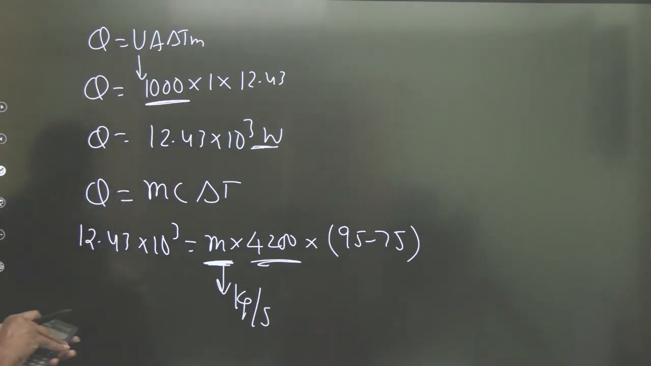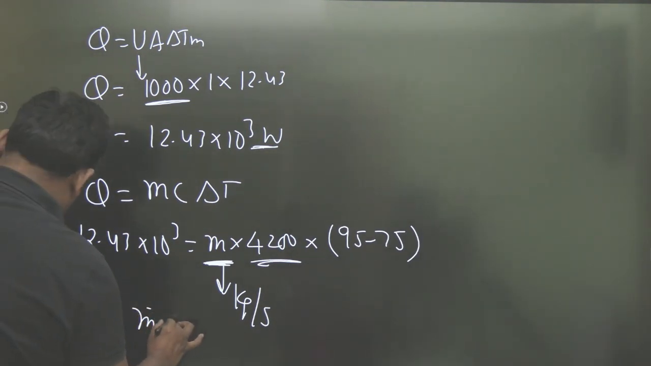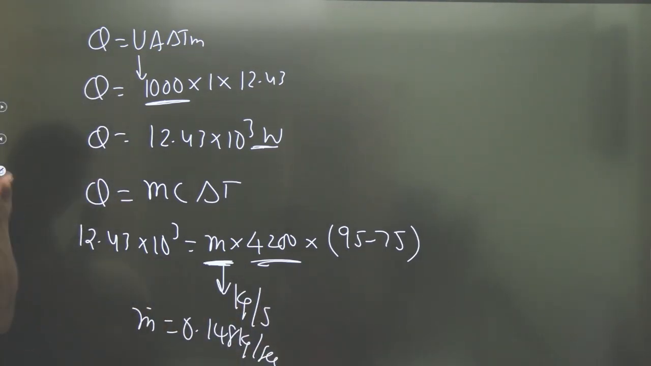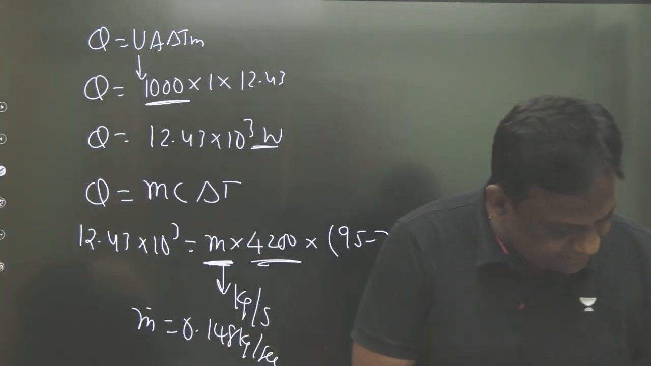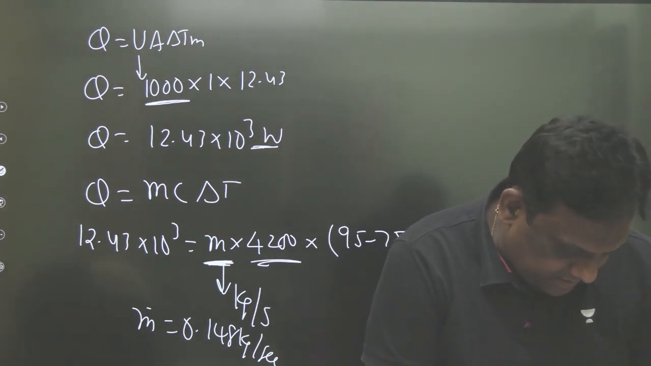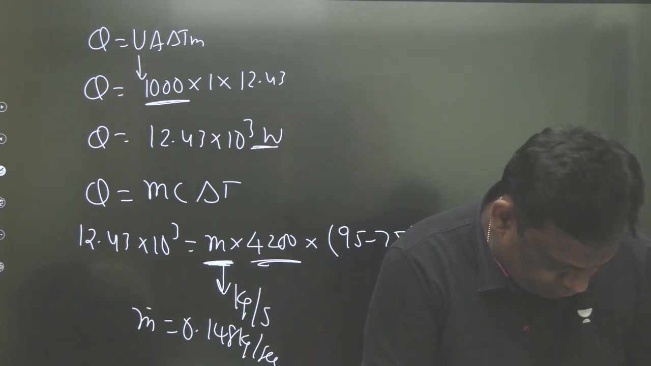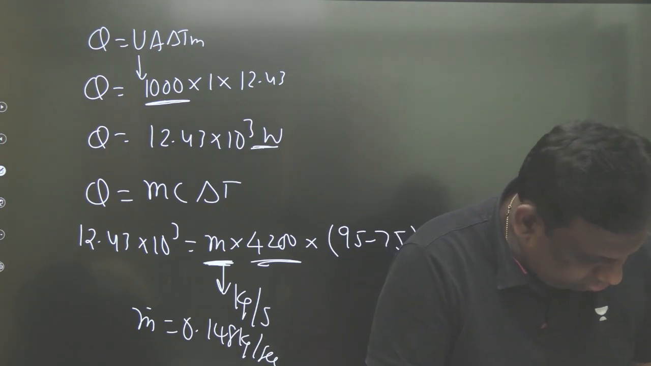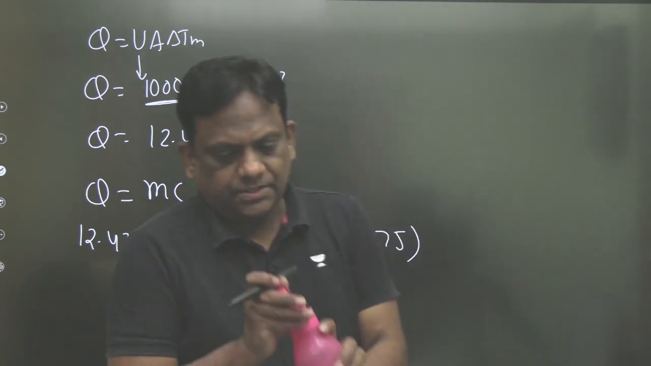Let me check, sirs. 12.43 divided by 4200 divided by 20. And I'm getting the mass flow rate as 0.148 kilogram per second. Let me check whether it is right or wrong. 0.148, I think it is right. Yes, it is correct.